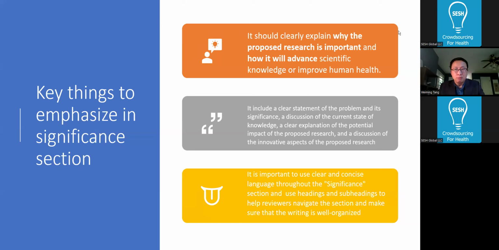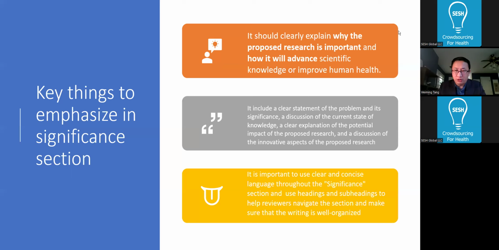Also in the significance section, it is very important to use clear and concise language throughout, and use headings and subheadings to help reviewers navigate the section and make sure the writing is well organized.